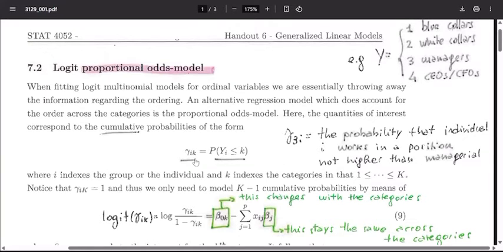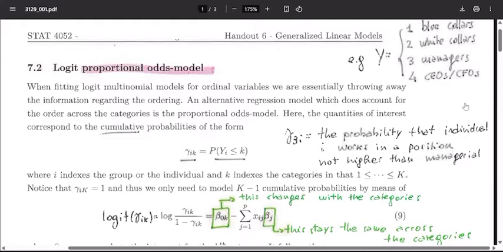We're actually going to have a gamma_ik, and because ordering is involved, inequality is going to come in. There's a difference between equality and inequality. When you are using equality, you're more or less saying there's no level that is more than the other. But with the inequality, you're saying a particular level is more than the other. That's why you're going to see us using the probability of Y_i less than or equal to k.